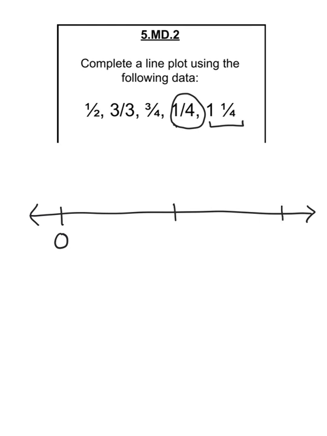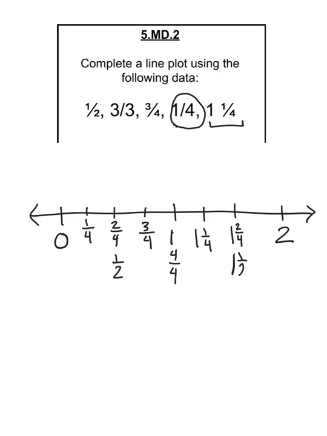So I guess I'll go from 0 to 1 to 2. And then I'll divide each space in between my whole numbers into 1/4, 2/4, which I know is the same as 1/2, 1/4, 2/4, 3/4, 4/4 is the same as 1 whole, 1 1/4, 1 2/4, which is the same as 1 1/2, and 1 3/4.